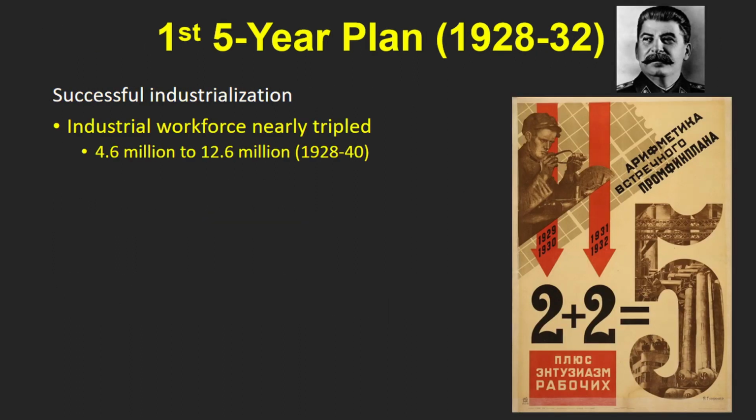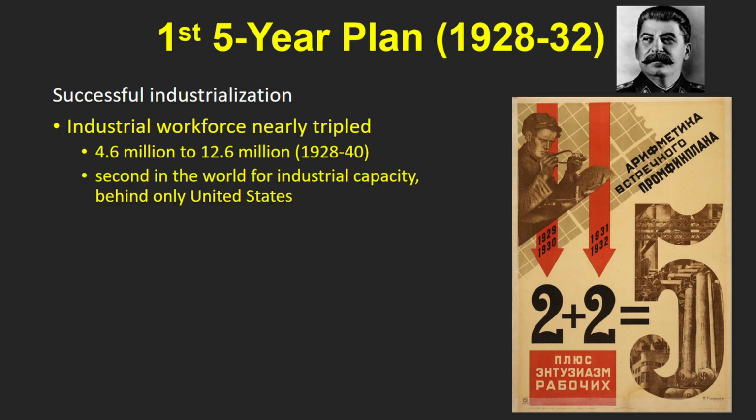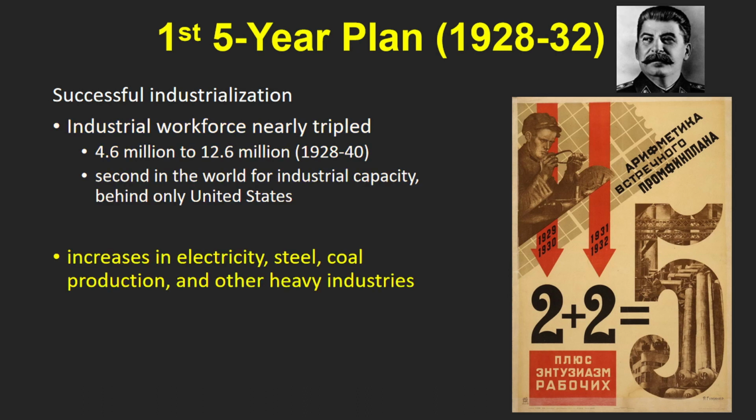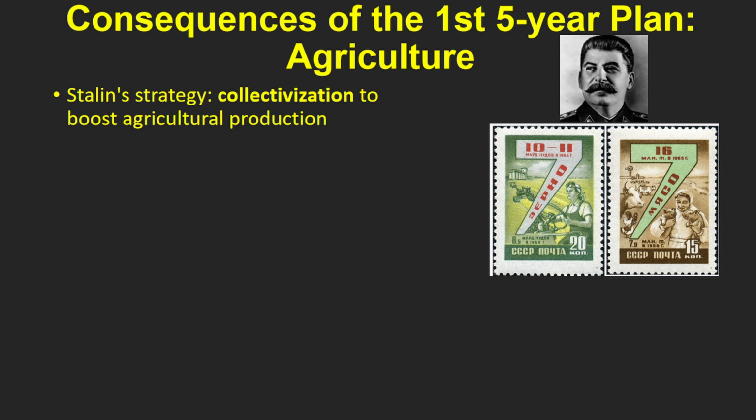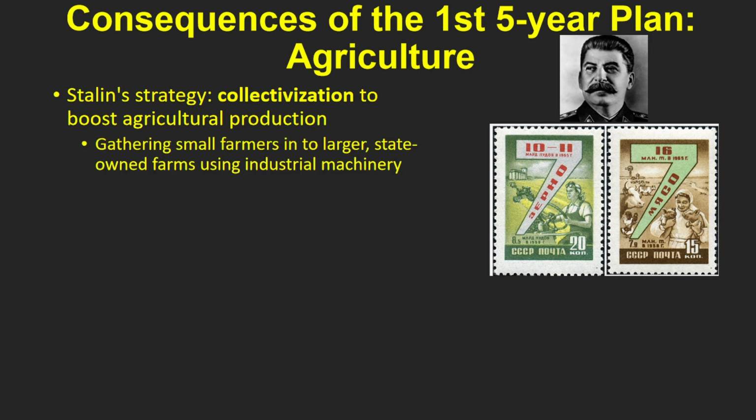For example, the amount of industrial workers nearly tripled, going from 5th in the world to 2nd. Electricity generation, steel and coal production, and other forms of heavy industry were rapidly growing. But there were serious costs to the 5-year plans, especially in agriculture. Stalin's government believed that the best way to increase agricultural production was collectivization, gathering up small-scale farms into large state-owned farms that used industrial machinery.